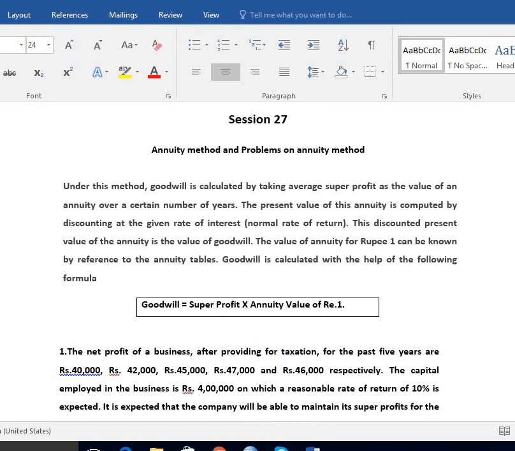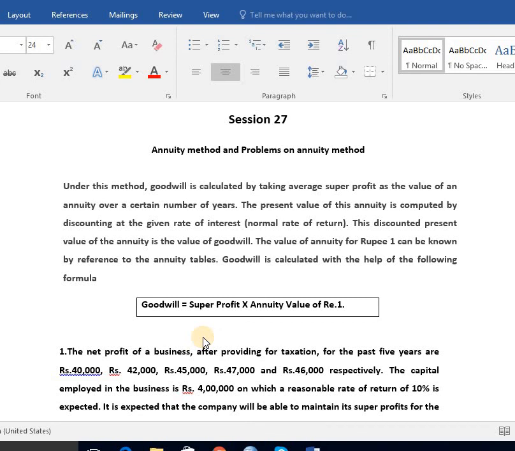But children, now let me discuss the annuity method. Under this method, goodwill is calculated by taking average super profit as a value of an annuity over a certain number of years. The present value of this annuity is computed by discounting at the given rate of interest, that is normal rate of return. The discounted present value of annuity is the value of goodwill. The value of annuity for ₹1 can be known by reference to annuity table. Goodwill is calculated with the help of the following formula. Goodwill is equal to super profit into annuity value of ₹1.